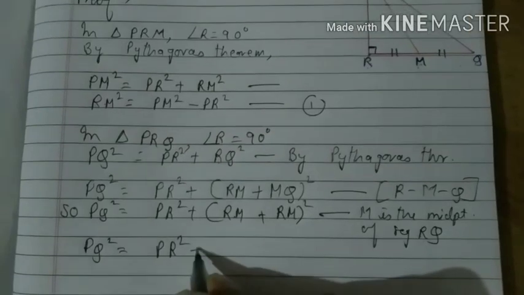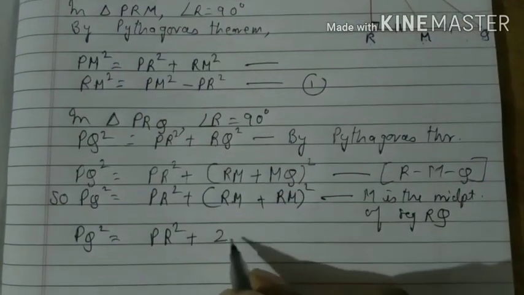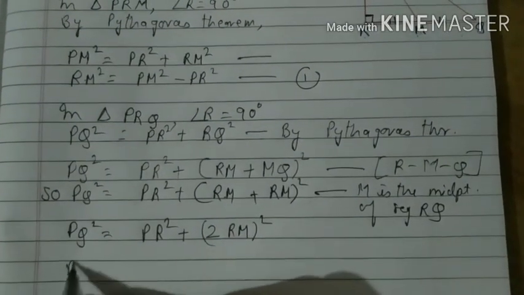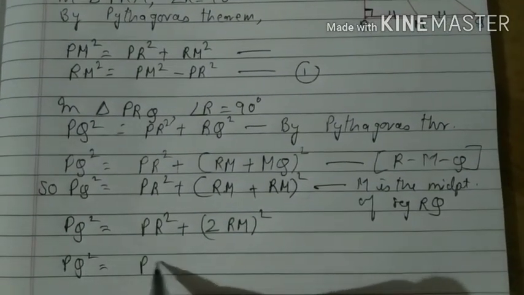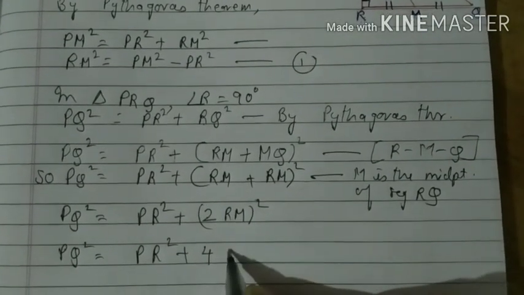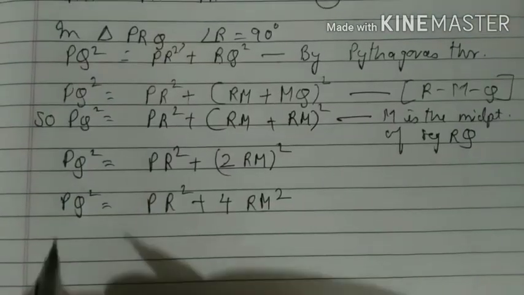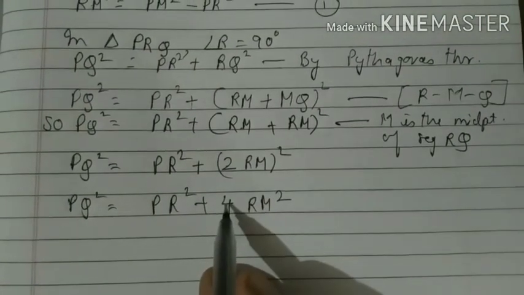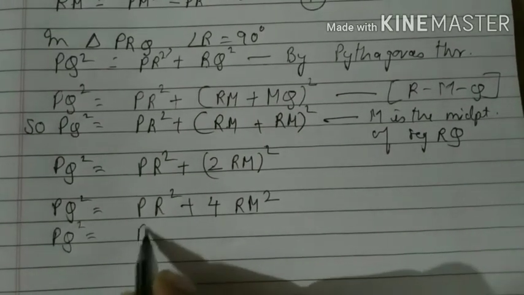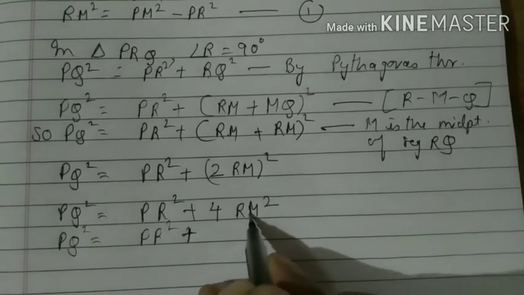PR square plus, now this is 1, 1 plus 1 becomes 2, RM square. Now I will simplify this. PQ square will be equal to PR square plus 2 square, which is 4, RM square. So I will write again, PQ square will be equal to PR as it is plus 4 RM square.